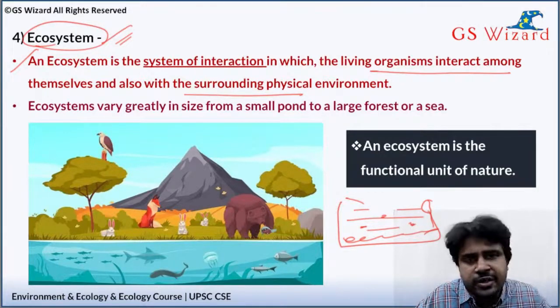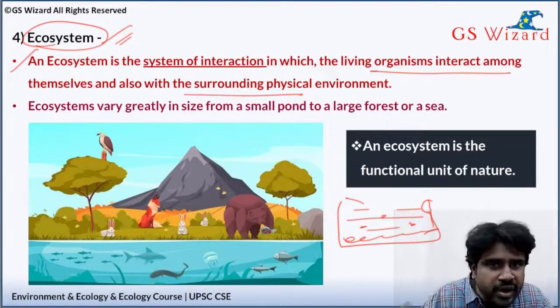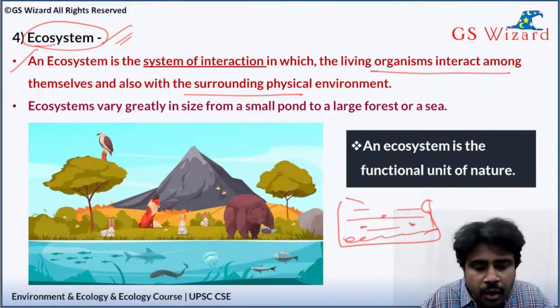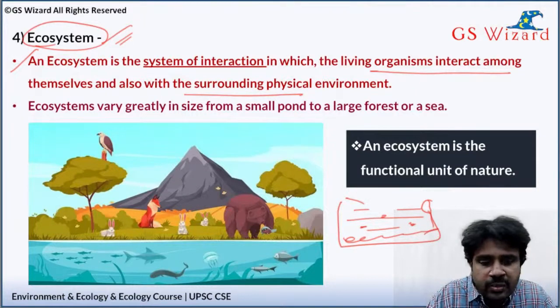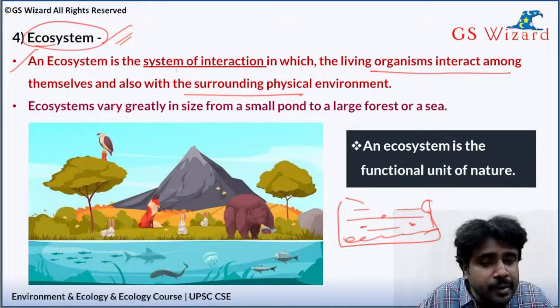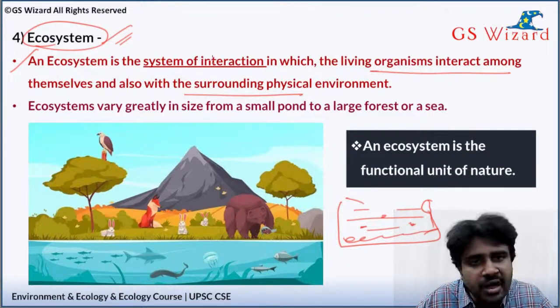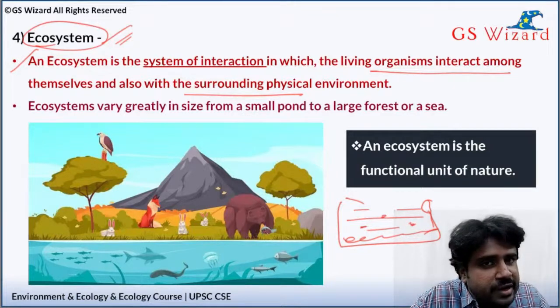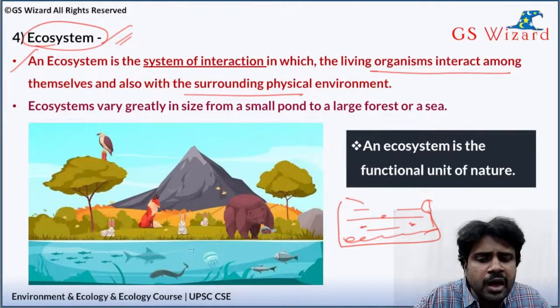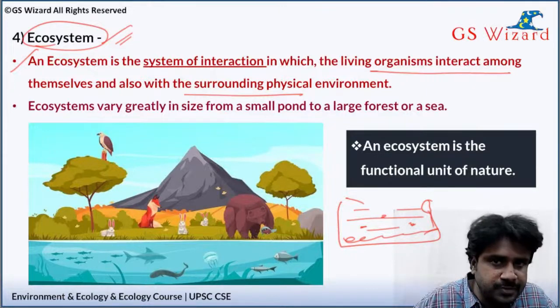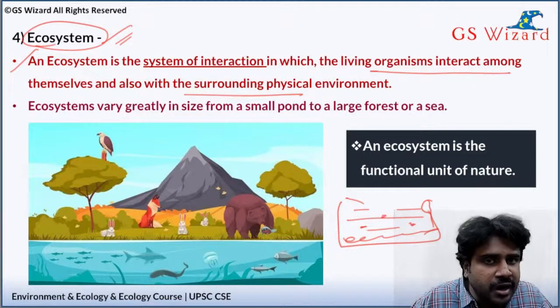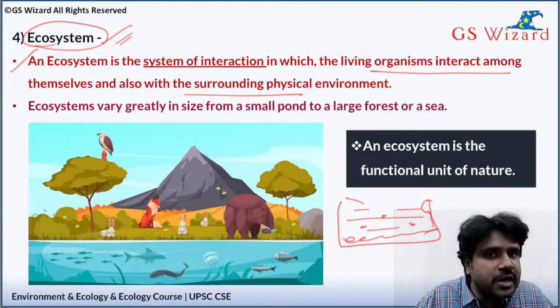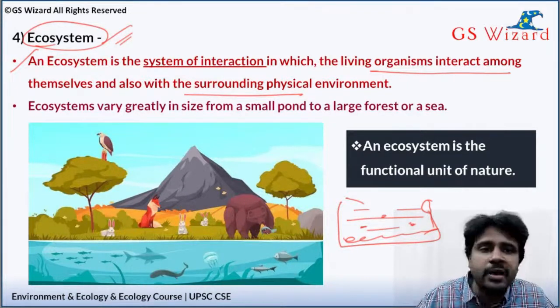Very simple, guys. When I say ecosystem, we are just looking at how the various things, living things and non-living things, are connected together. That network is nothing but an ecosystem. Now, I can study the various interactions happening in a large ocean, then that ocean becomes an ecosystem. I can study the interactions happening in a small drop of water. Yes, even a small drop of water contains microorganisms. If I study the interactions happening there, then that drop of water becomes an ecosystem.